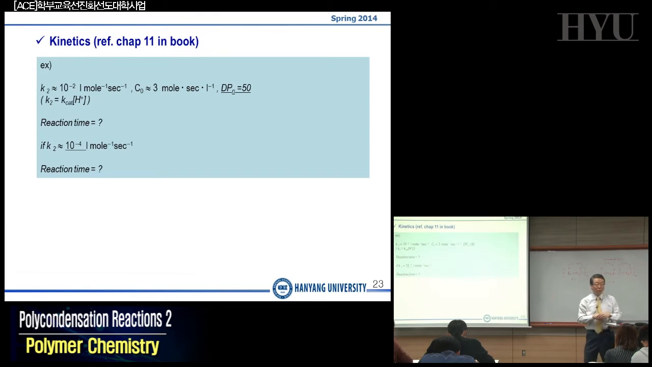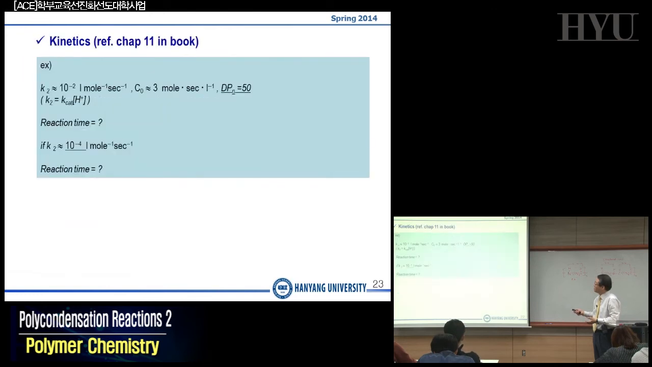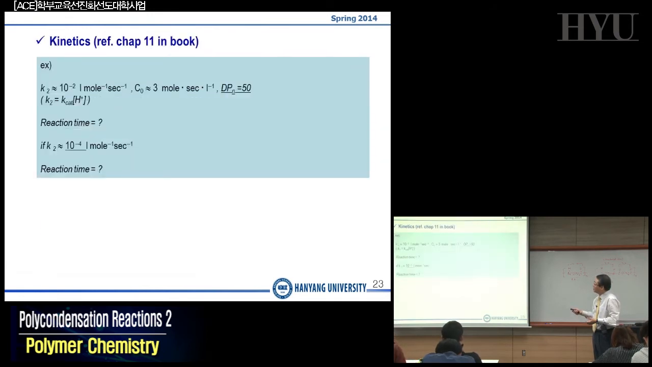Because we know the rate equation, which is dPn equal to 1 plus C0 times K2 times t, and dPn is equal to 50. You know C0. C0 here in this case is 3 molar, and K2 is equal to 10 to the minus 2. My question is, how long will it take? t. Okay, what's t? It's very simple.